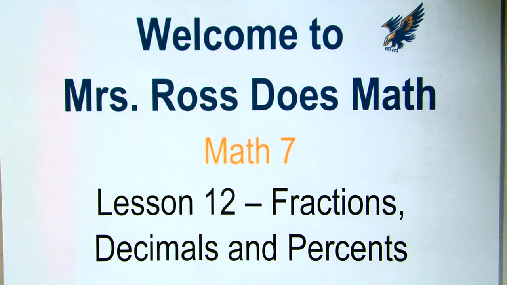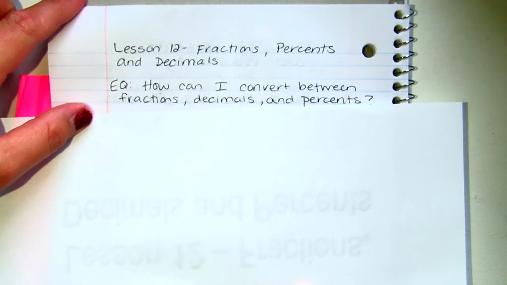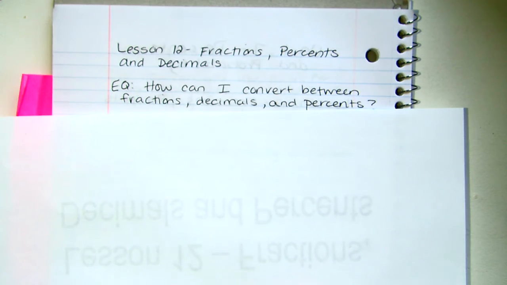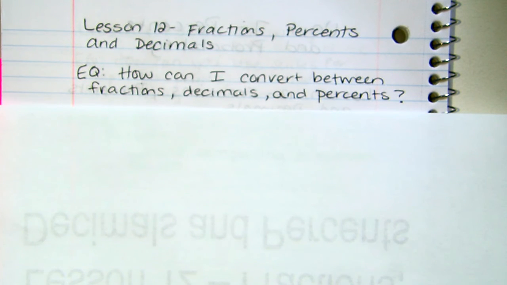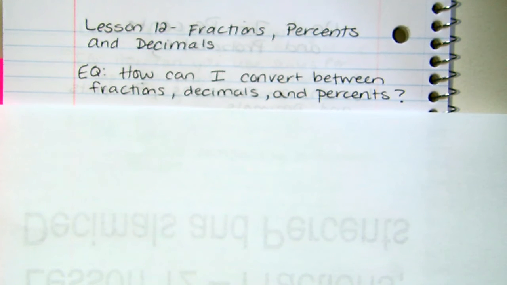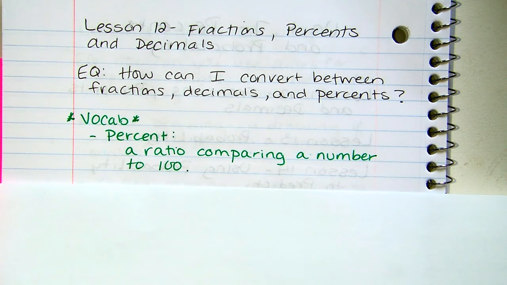All right, so let's get this going. So to begin with, once again, this is for Lesson 12. This is in Math 7, and the topic, fractions, decimals, and percents. Here we go. Our essential question, how can I convert between fractions, decimals, and percents? That's what we're going to be focusing on. Now, just as a refresher, we do have one vocabulary word for this unit, and that is a percent. A percent is a ratio comparing a number to 100.